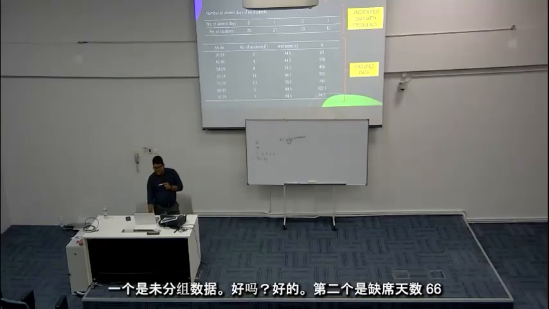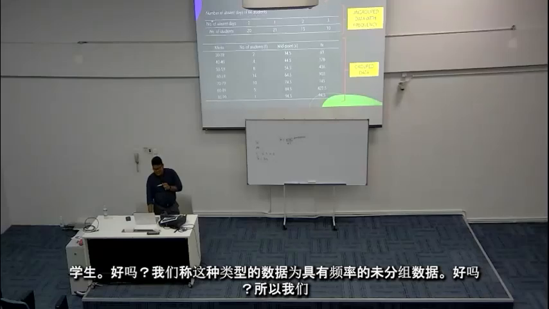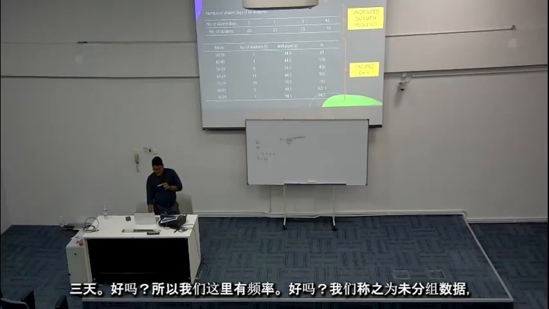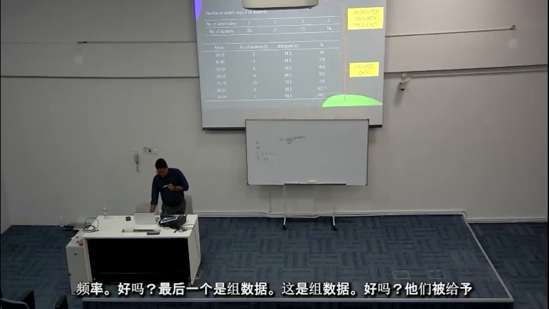This one is for the ungrouped data. Alright, so the second one is the number of absent days of 66 students. This type of data we call an ungrouped data with a frequency. So we have 0, which means all the students were not absent, absent 1 day, absent 2 days, absent for 3 days. So we have the frequency here. We call it an ungrouped data with the frequency.